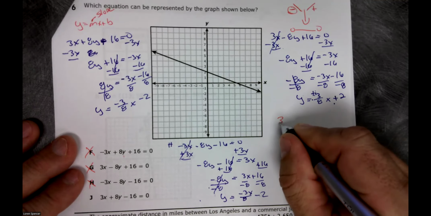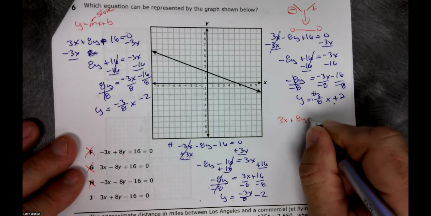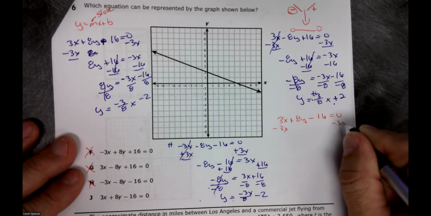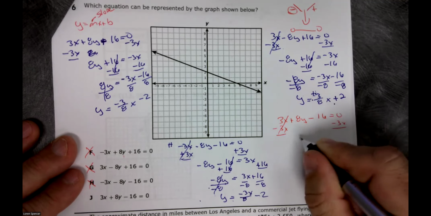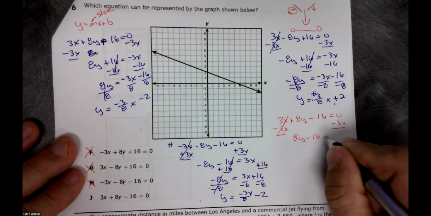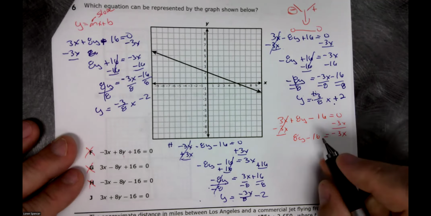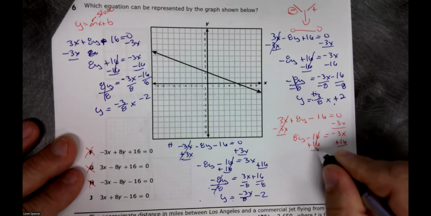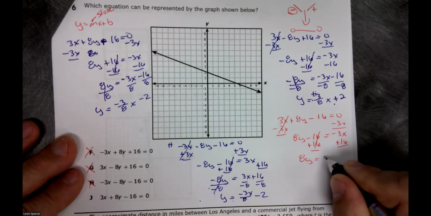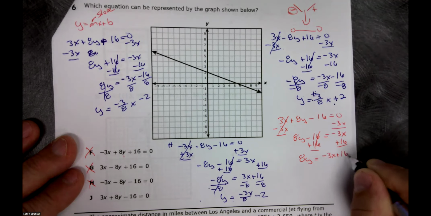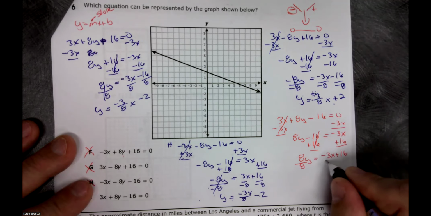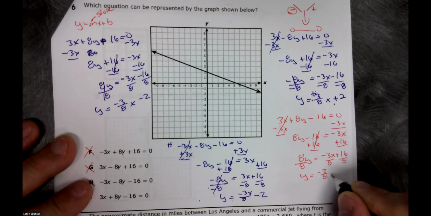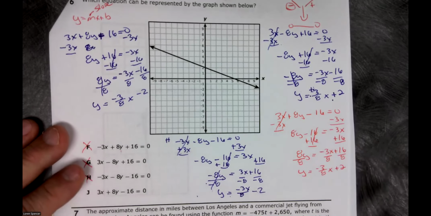So J is 3x plus 8y minus 16 equals 0. I move the 3x. And I get 8y minus 16 equals negative 3x. I add 16 to both sides. And I have 8y equals negative 3x plus 16. I'm going to divide everything by 8. And I have y equals negative 3/8 x plus 2.